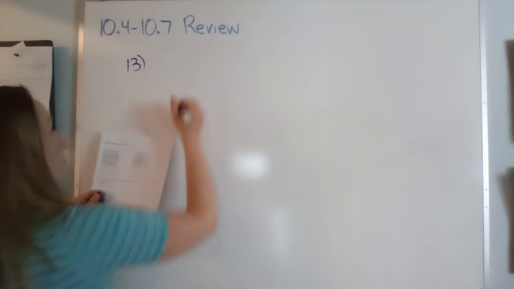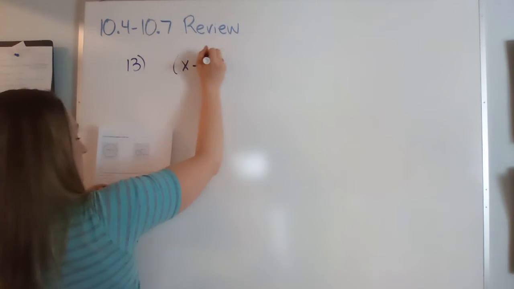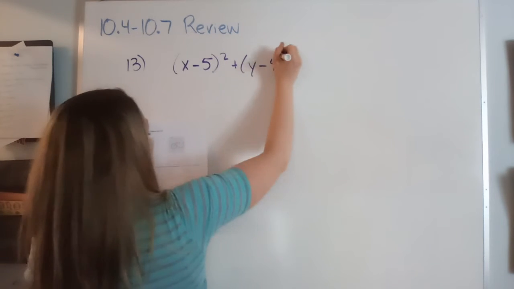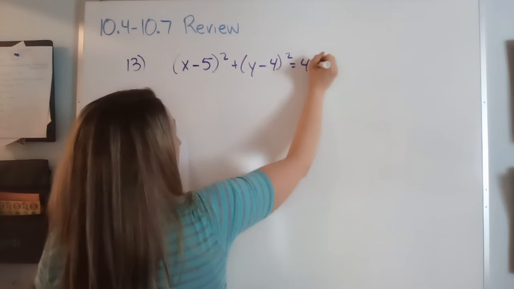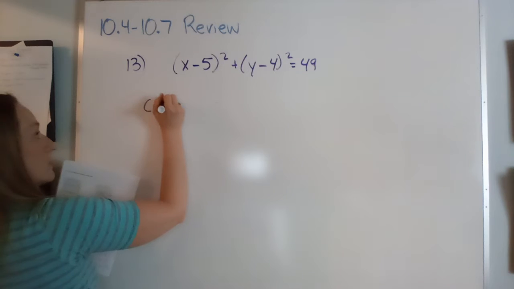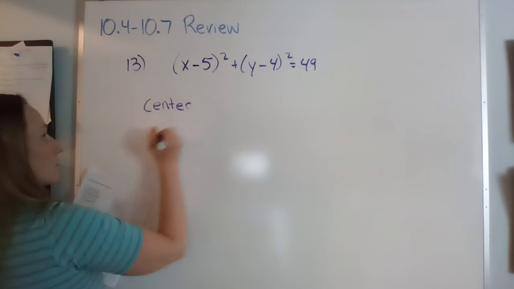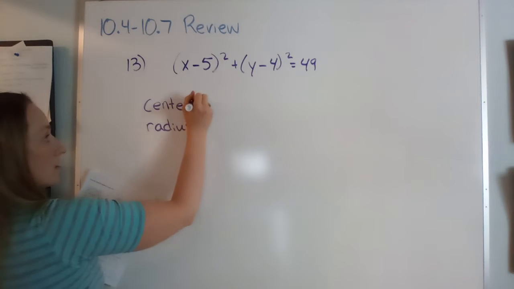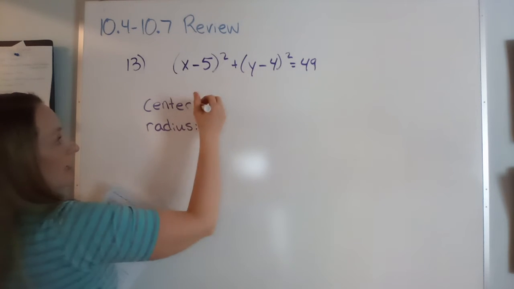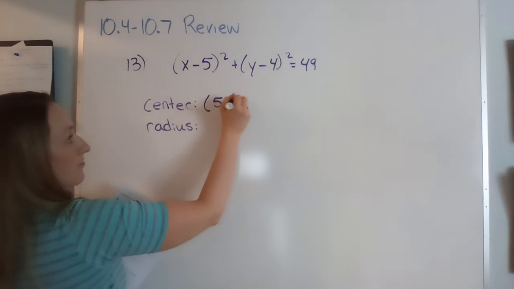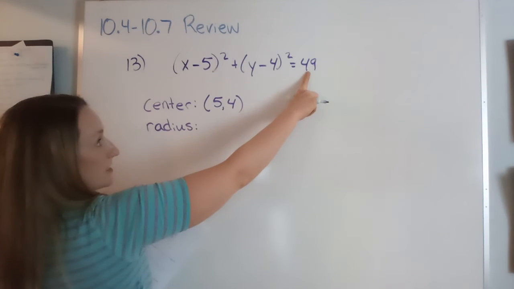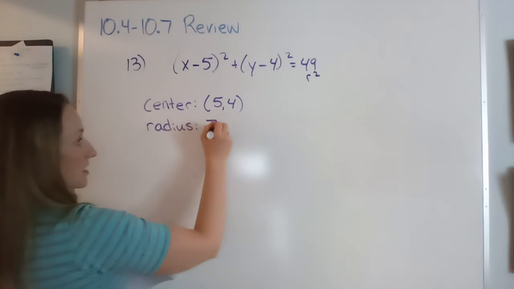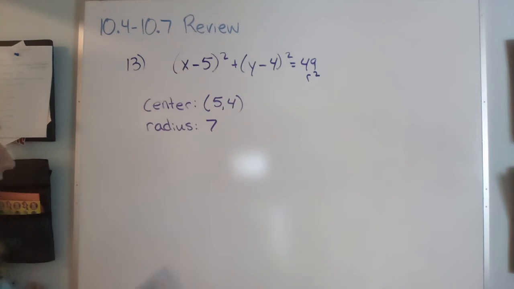Okay, so from that equation, x minus 5 squared plus y minus 4 squared equals 49, you should be able to tell me what the center of the circle is and what the radius of the circle is. All right, so h and k, the center is 5, 4, and the radius, well, that's a radius squared, right? If that's r squared, then r is just 7. Take the square root of 49 to get 7.